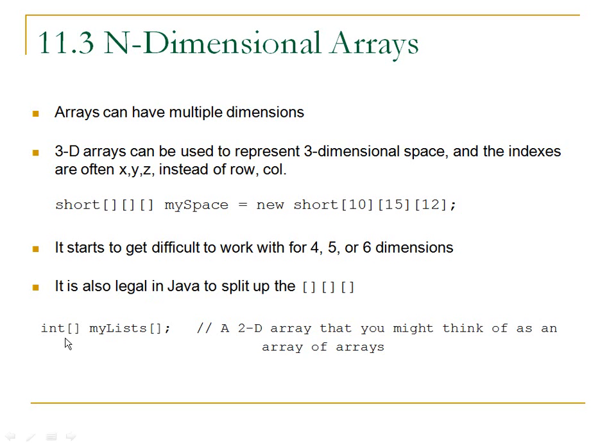It's also legal to split up these square brackets. So this array called myLists is a 2-dimensional array of ints. And you might not like this, putting one set of square brackets on the left and one set on the right, but that's legal in Java, and it might be that the person declaring this wants to think of this 2-dimensional array as a 1-dimensional array of 1-dimensional arrays. I don't particularly like it, but I wanted to show you that you could do that, and some people do.